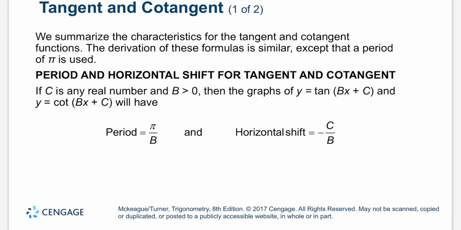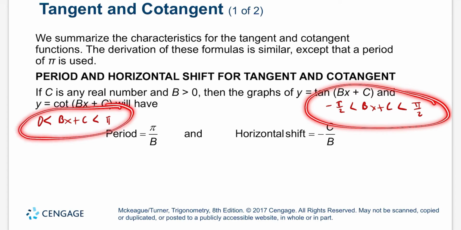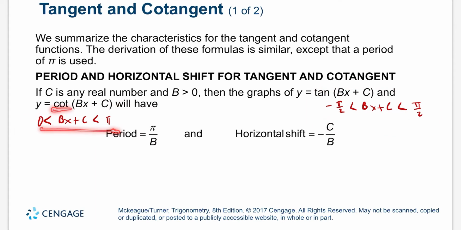All right, so in summary, if you have a tangent or a cotangent, your period is pi over b, and your horizontal shift is negative c over b. Important note that for cotangent, the asymptotes should be at 0 and pi, and your argument always goes in the middle. And for tangent, your asymptotes are at negative pi over 2, argument in the middle, and positive pi over 2. So that's very important, this and this. For cotangent, it's this. For tangent, it's this.